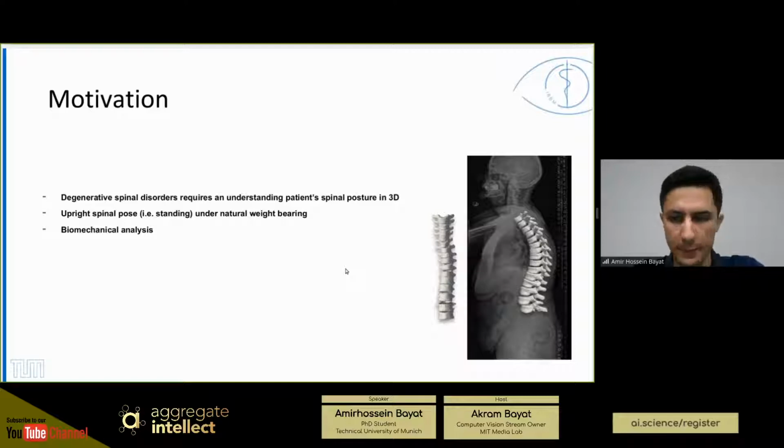The motivation for this work is that given the upright standing posture of a spine, we can do the load analysis or predict where the fractures could happen, or it could be used for surgery planning. Also, the treatment of the degenerative spinal disorders requires an understanding of the individual spinal anatomy and curvature in 3D. An upright standing spinal posture under natural weight bearing is crucial for such analysis, because when the body is under weight bearing, the curvature of a spine would be different than in other positions where the patient is lying down, for example. So two important features that we require from such a model is that first, it should be in upright standing posture, and second, it should be in 3D.